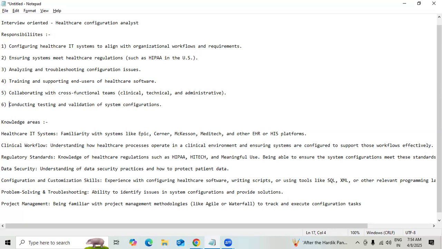But what are the key skill sets, or, as I always say, knowledge areas? One is that we must be familiar with IT healthcare systems, as I told you. There are different systems like Epic or Cerner or Meditech, EHR systems, EMR systems, right? HIS systems, all that stuff. That is point number one. Any one of them, right? I don't say everything, but you must have some idea.